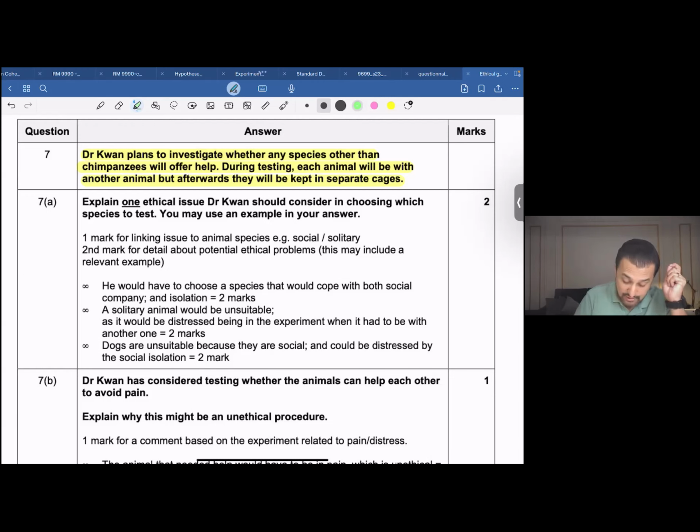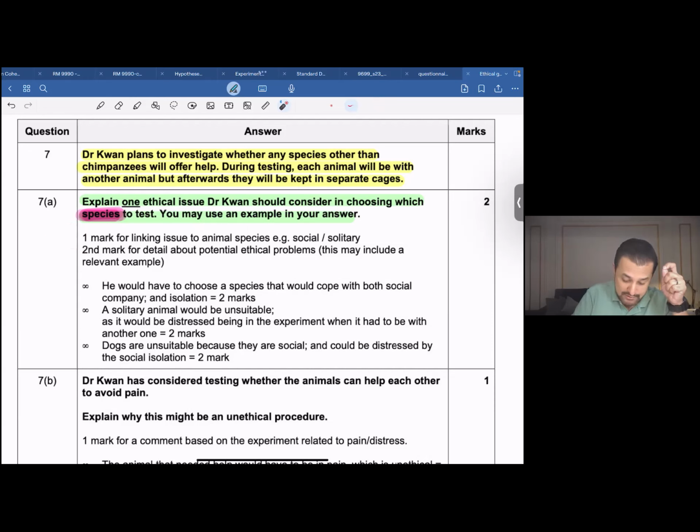Now, again, chimpanzees, remember when I said we had a research by Yamamoto on chimpanzees that was a part of our syllabus. Having a look at the question real quick, explain one ethical issue Dr. Kwan should consider in choosing which species to test. You may use an example in your answer. See, choosing what species. Remember, this was one of the ethical guidelines, right?